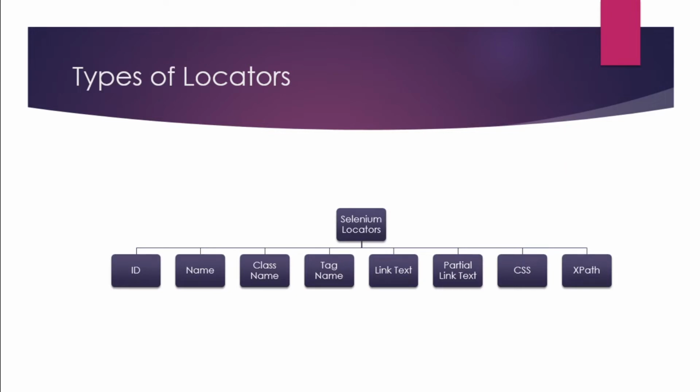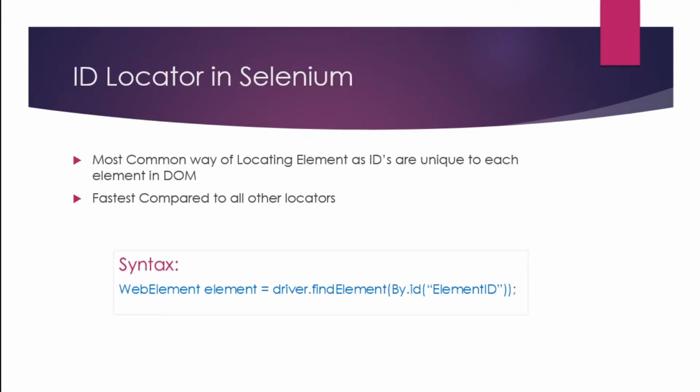Selenium WebDriver provides multiple locators to locate elements, that is ID, name, class name, tag name, link text, partial link text, CSS, and XPath. Let's understand these locators one by one. ID locator in Selenium. ID is the most common way of locating elements as IDs are unique to each element in DOM. IDs are fastest compared to all other locators.